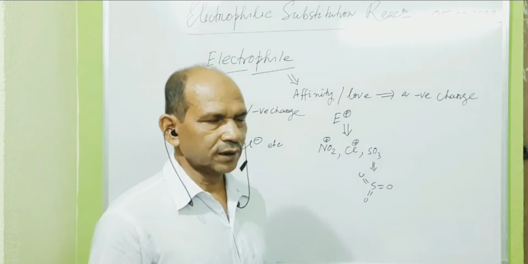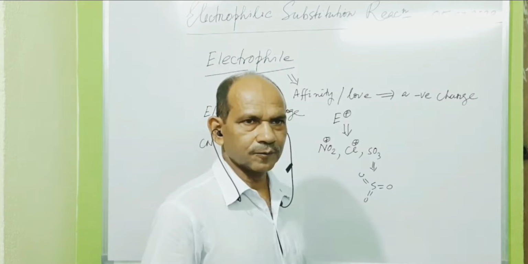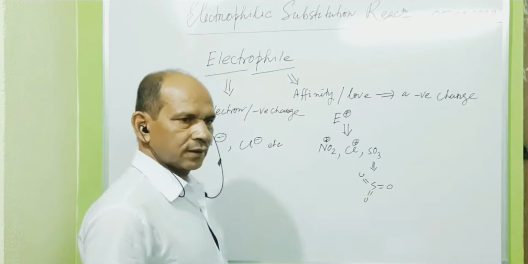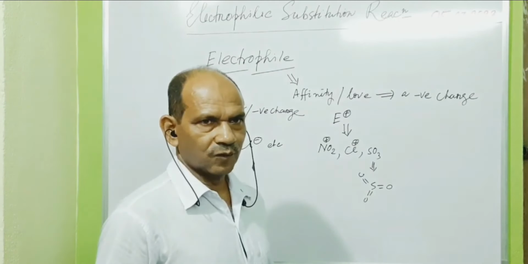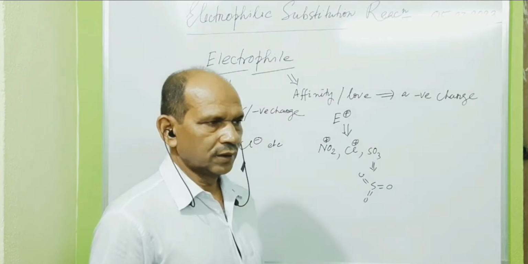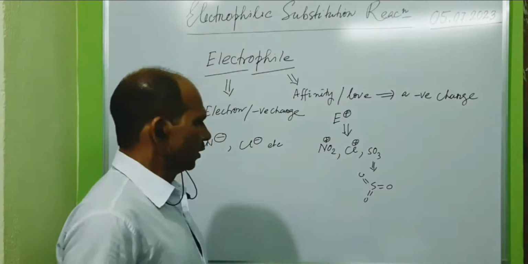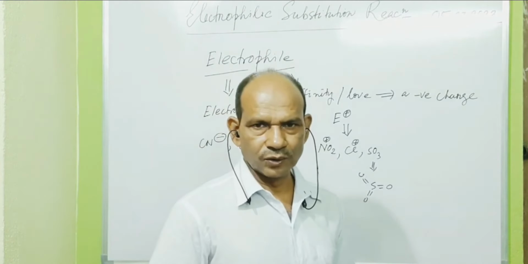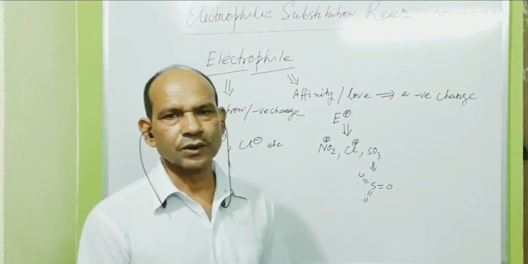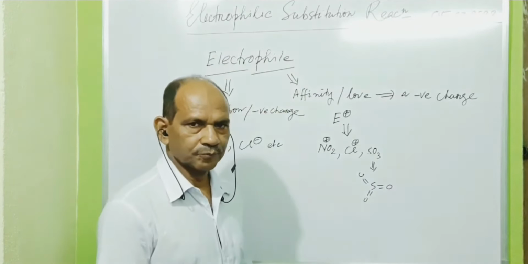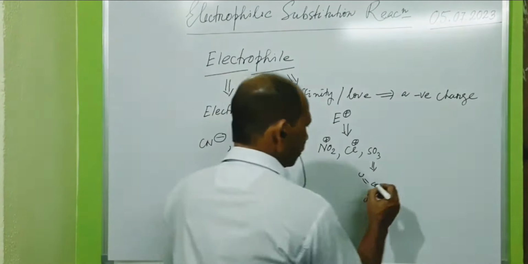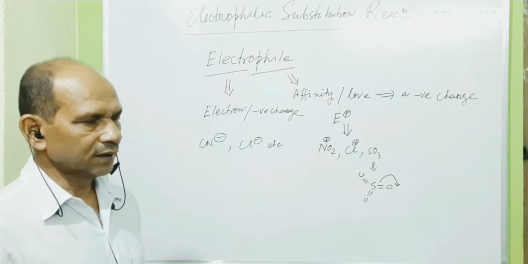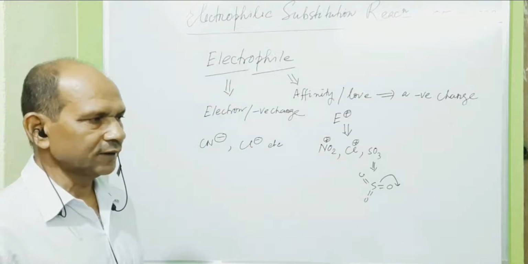If it is positive charge, it should carry a vacant orbital. Again, if it is a neutral species, it should carry at least one pi bond which can be broken during the electrophilic substitution reaction. Is it alright? How? In this way. It vacates the orbital on the central sulfur atom.